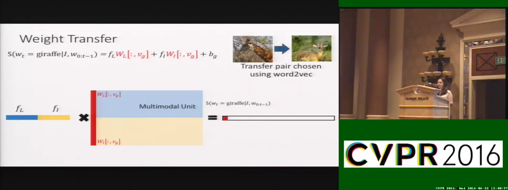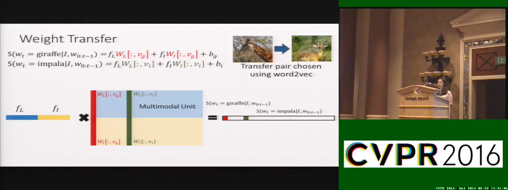Okay, so the score for the output word giraffe is equal to a linear combination of language and image features and a single column in the multimodal unit. In a similar way, the score for the word impala is equal to a linear combination of language and image features and another column in our multimodal unit, here denoted in green. In order to describe impalas the way we describe giraffes, we transfer weights from the giraffe vector to the impala vector.